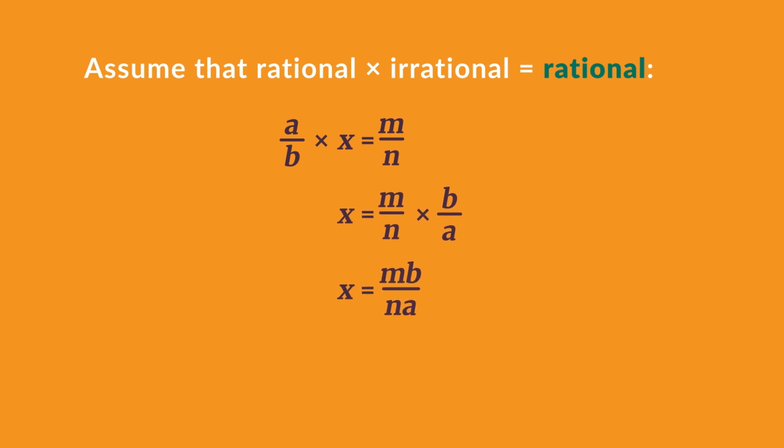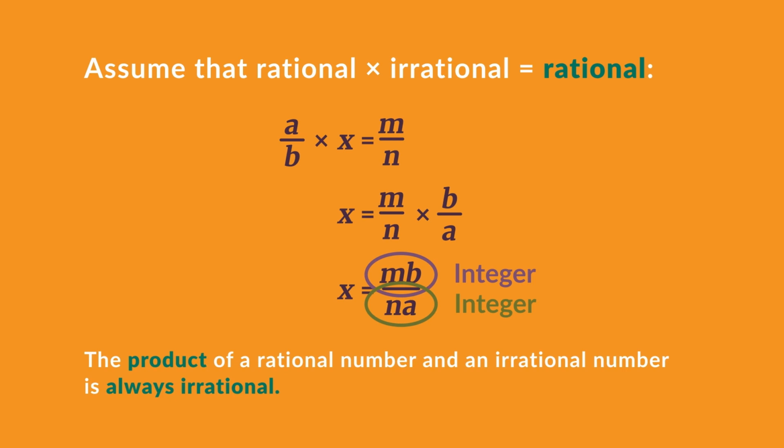But we have now formed a fraction that has an expression that will be an integer in the numerator and an expression that will be an integer in the denominator. This means that x cannot be an irrational number after all, and we've contradicted our original assumptions. So we can conclude that the product of a rational number and an irrational number is always irrational. And we've used a proof by contradiction to show this result.